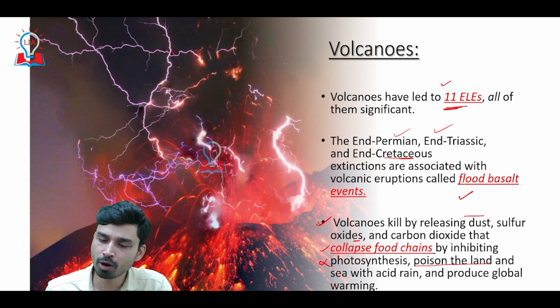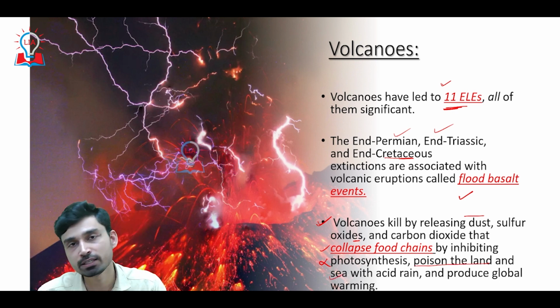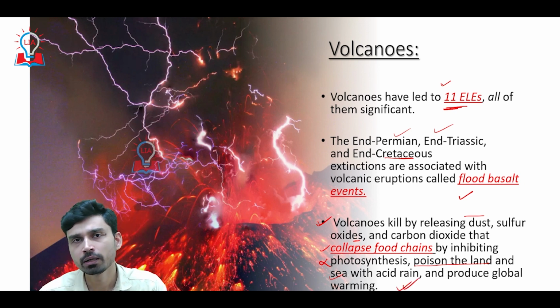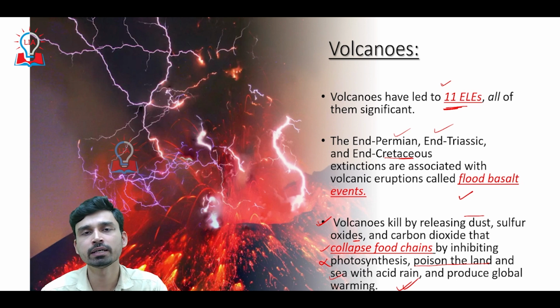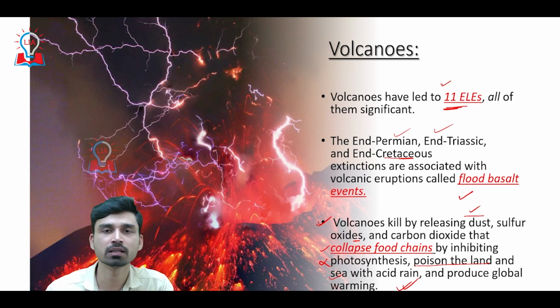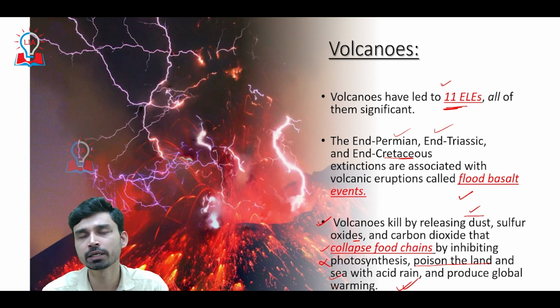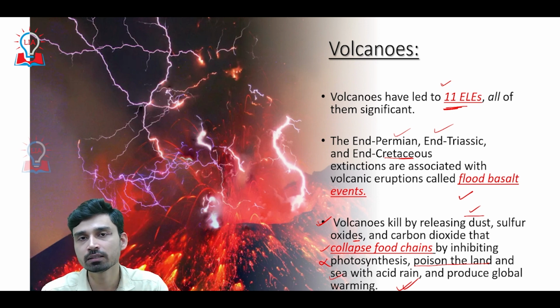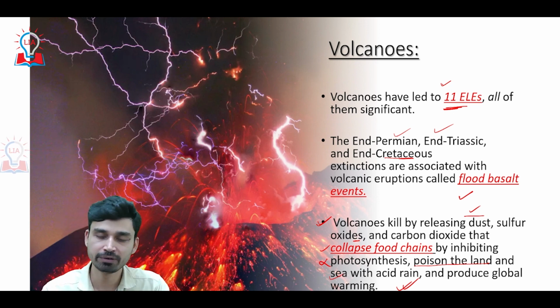Not only that, the poisoning of the land and water with acid rain can also happen, and global warming will also be promoted, because the entire Earth atmosphere is being covered by the gases and dust particles of volcanic eruption, which will not allow the Earth to cool down. So whatever energy is being released by the Earth in the form of long wave radiation will be trapped inside the volcanic dust.